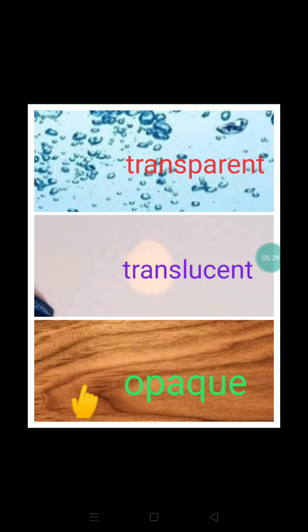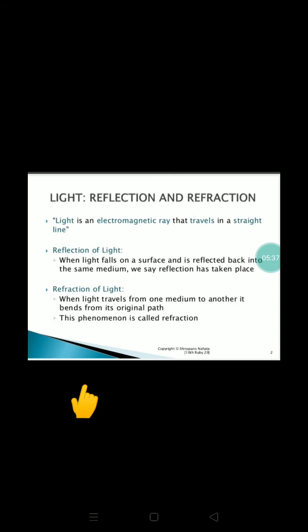Okay, now we are moving to our topics. First topic is reflection and second topic is refraction. In this video we will discuss the term reflection of light. We will discuss the refraction of light after some classes. In this we are discussing about the term reflection.